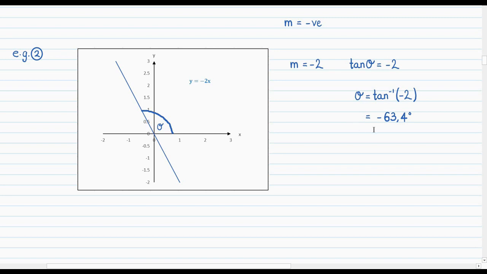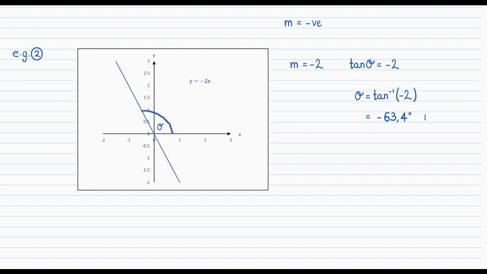What are you supposed to do with this? We want an angle between 90 and 180 degrees. So what does minus 63.4 degrees mean? Well, you don't need to worry so much about the technicalities related to the meaning of a minus angle. That's more for the trigonometry video.